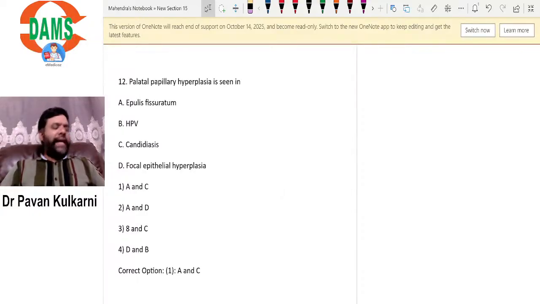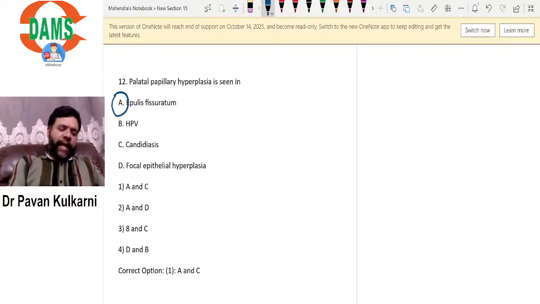The next, palatal papillary hyperplasia. What do you mean by palatal papillary hyperplasia? In the palate, there will be hyperplasia, which is clinically shown as papillary projections. Typically, you will see this in case of the epulis fissuratum as well as candidiasis patients. So, combination of A and C is characteristic here. That is the correct answer.